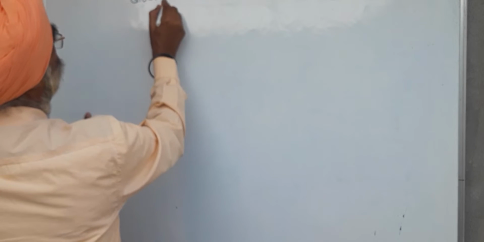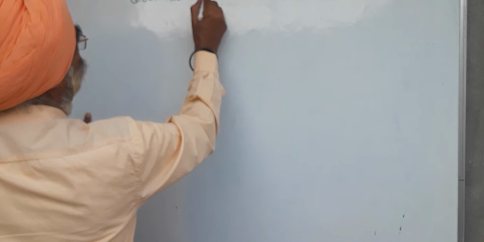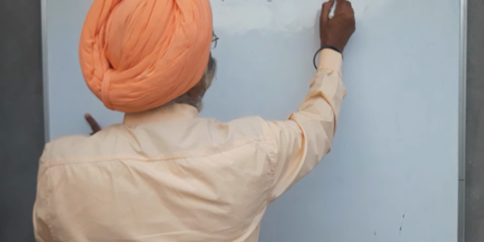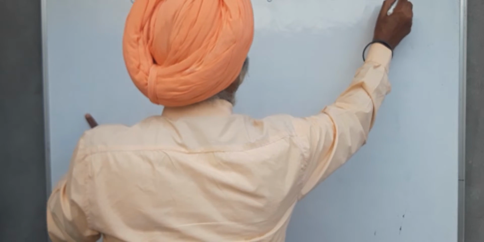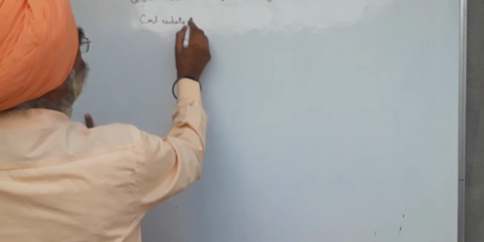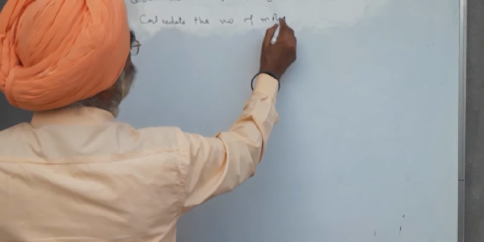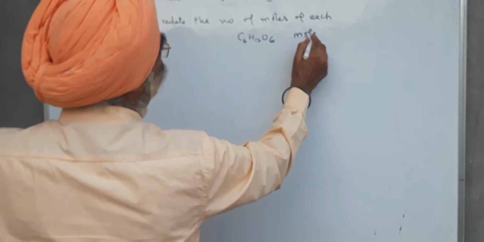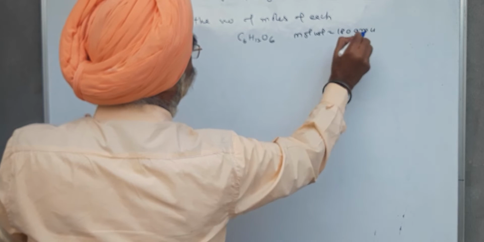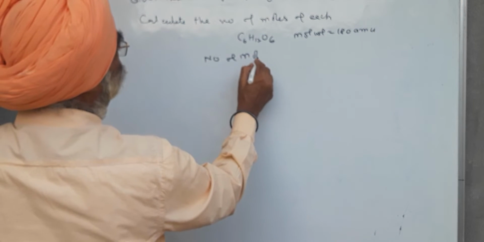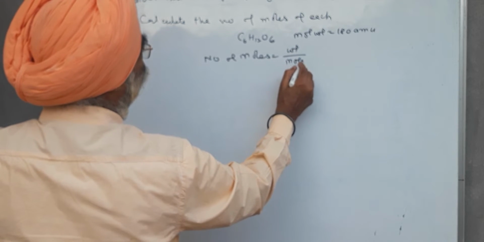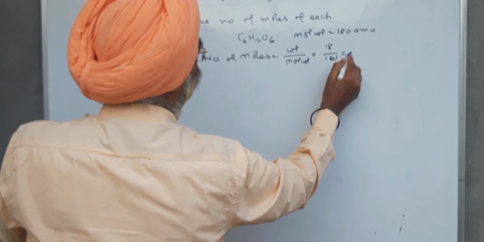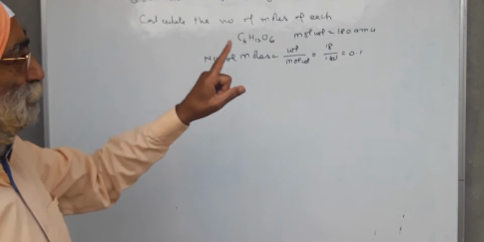Given that 18 grams of glucose, fructose, mannose are given, calculate the number of moles of each. C6H12O6, we have done, molecular weight is 180 AMU. Number of moles is equal to weight over molecular weight. Weight is 18 grams over molecular weight 180, that is 0.1. Each substance has 0.1 mole.